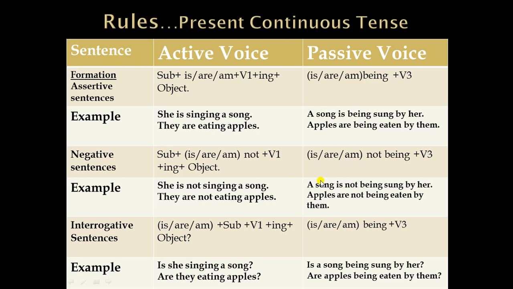There we have the second tense of today. This is present continuous tense. Present continuous tense takes this formation when we write it in active voice: subject followed by is or am as helping verbs, first form with ing, then object. But when we convert it into passive voice, is being, am being, and are being are the helping verbs used, and then the third form of the verb is used.